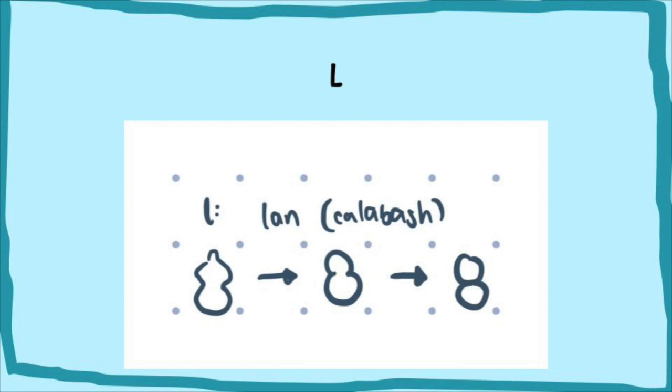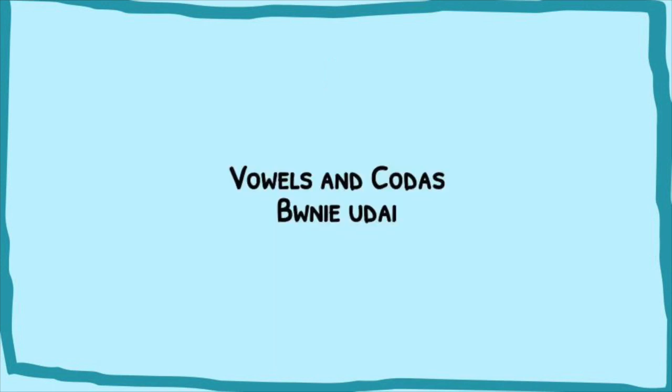La. This letter comes from the word lan, the word for a two-lobed fruit similar to a calabash. It evolved from the drawing of the fruit. The letter is written in two strokes, the top circle first, then the bottom circle. Its name is lal. Now it is time to write the 10 vowels and 6 consonant codas.